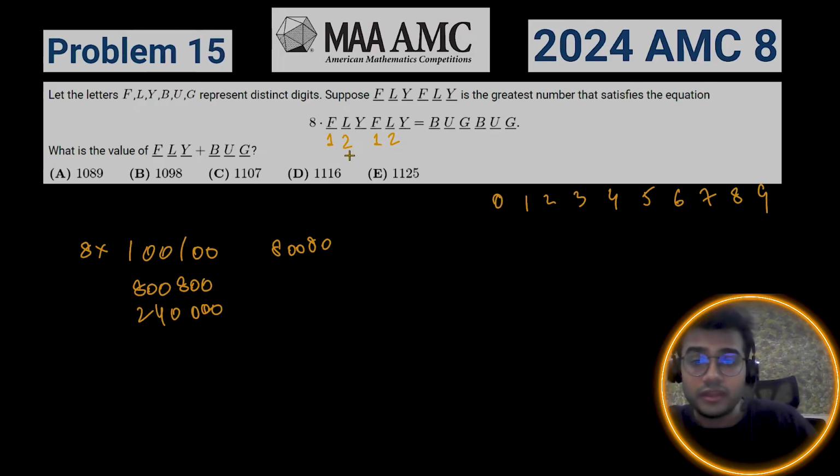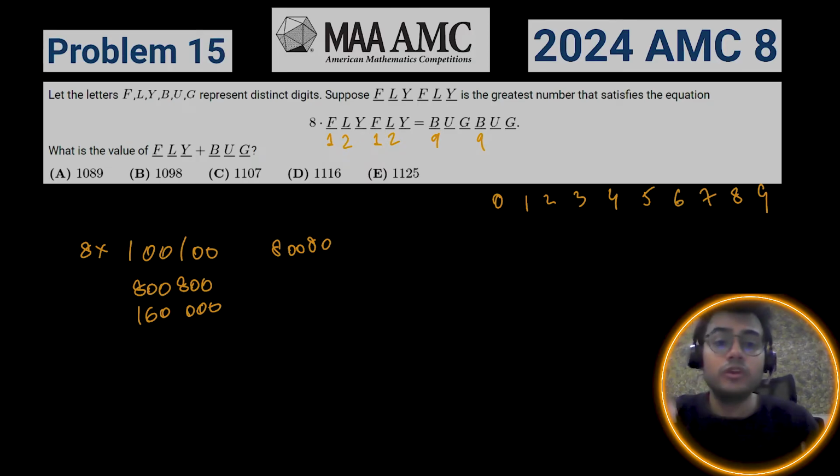If F is 1 and L is 2, then B has to be 9, because right now this turns out to be around 960,000. So B has to be 9 if F and L are 1 and 2. And since we are going for the greatest, if this works out, then we would know that this is the greatest possible. What we can do, an easy way, is try out some possibilities for y and see which one actually gives us a symmetric answer like that. That would probably be the only thing we can do right now.